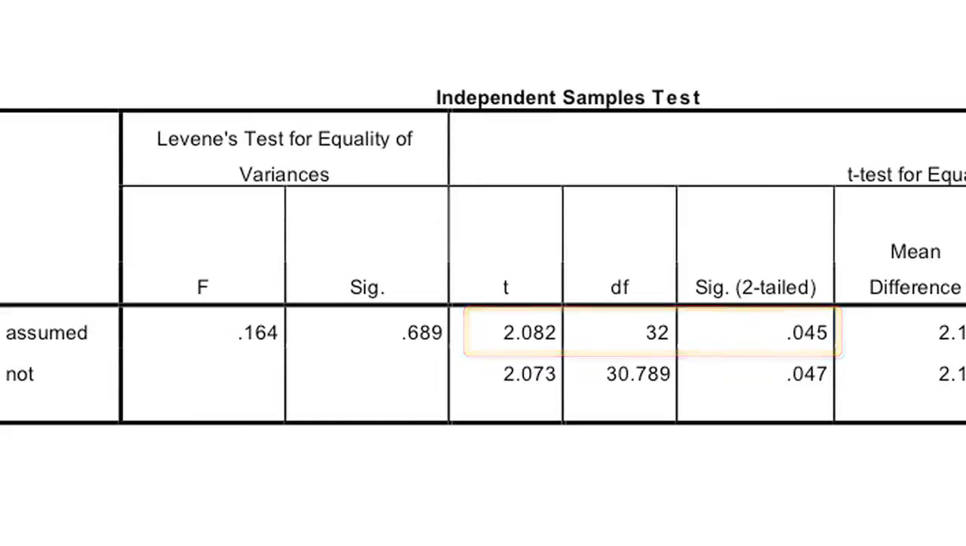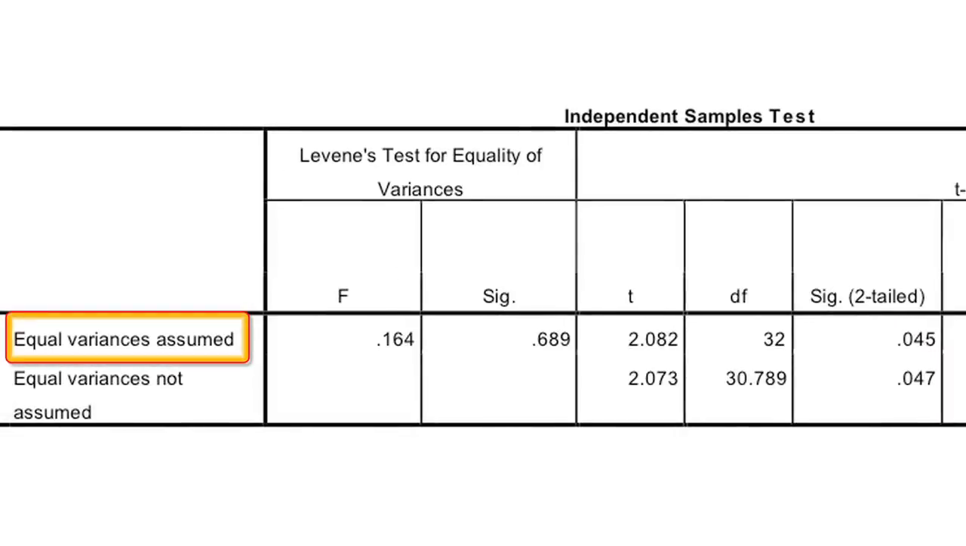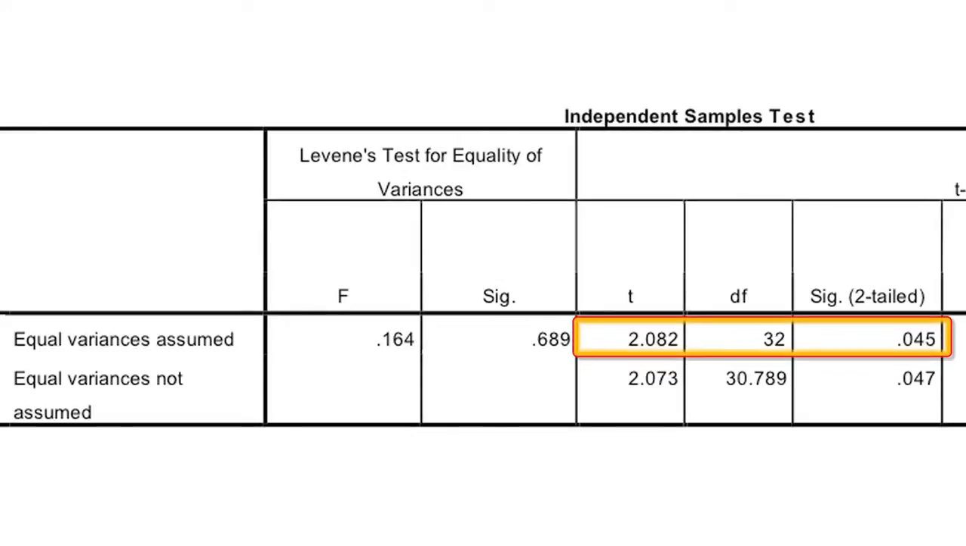And it's pretty obvious. You can see it here. Equal variances assumed, there it is, first line. Equal variances not assumed, second line. So, okay, we've got one where they're equal. So we've got the value of t of 2.082. And looking over to the right, the significance is 0.045.